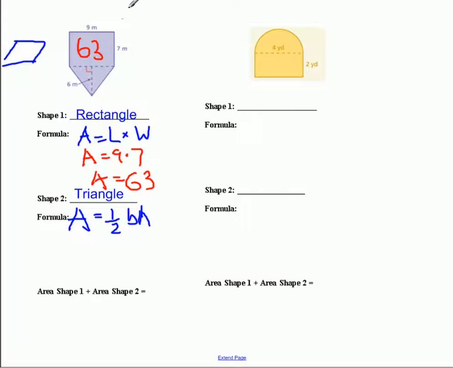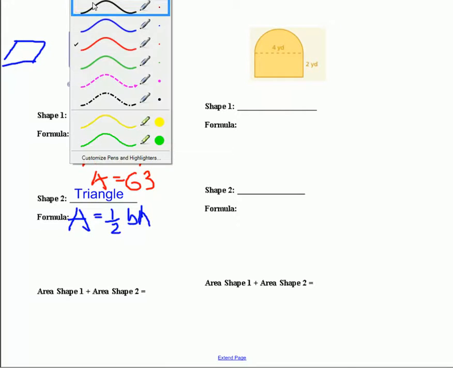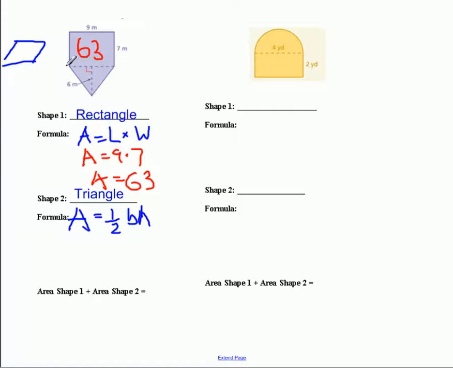Now I need the triangle. Now let's talk about what B and H stand for. B and H stand for base and height. Now normally I don't stand a triangle up on its point. Normally I turn the triangle this way. So the base is the bottom of the triangle and the height is how tall it is.